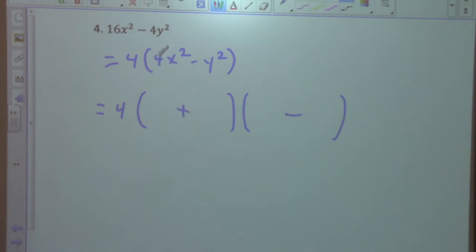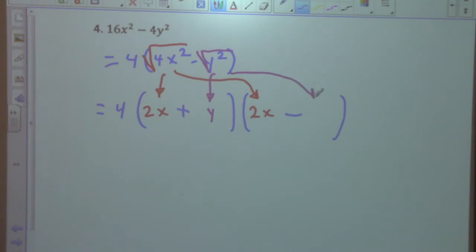I'm going to color code a little bit. If you can take the square root of this, you can put it first here and here. And what's going to be the square root of 4x squared? 2x. So I can put 2x and 2x here. And the next, if we can take the square root of the second term, what's the square root of y squared? y. So we can put y here, and we can also put y over here. And so this would be our fully worked out factoring of this.